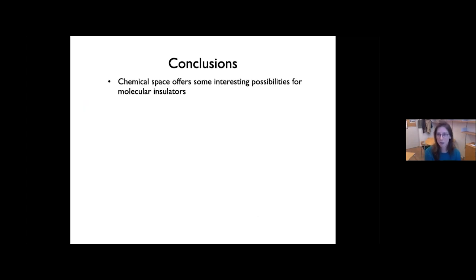So, in conclusion, we'd say chemical space offers some very interesting possibilities for molecular insulators. The siloxanes should not be forgotten. They were very effective insulators over a broad range. Maybe not so interesting from a fundamental science point of view because it's much easier to understand that interference feature. The interference effects, particularly in these saturated systems, are much more challenging to understand.